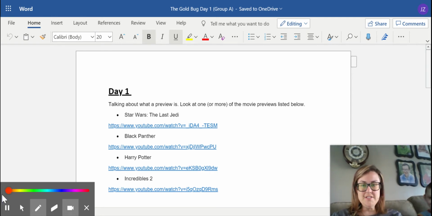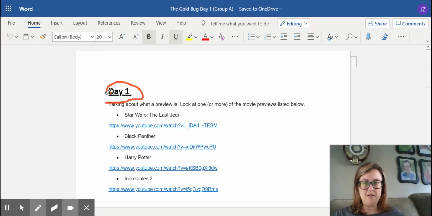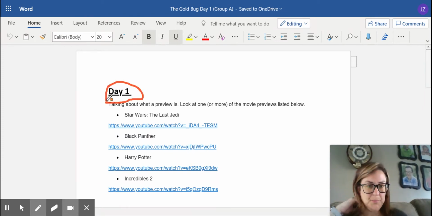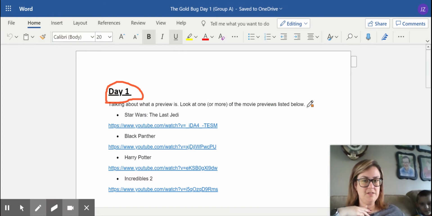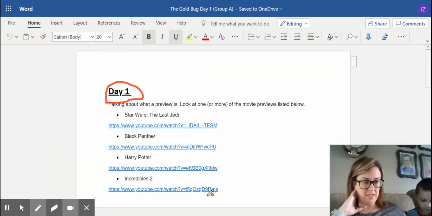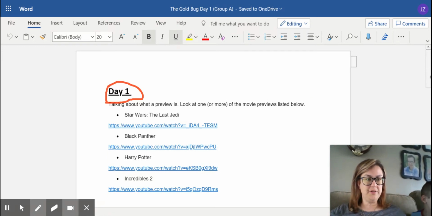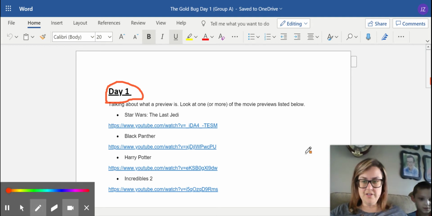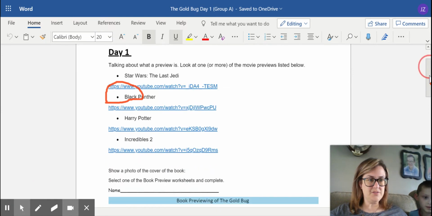So the first thing we are taking a look at, where you see it says day 1, it says talking about what a preview is. Look at one or more of the movie previews listed below. So you can take some time when we're done and you can take a look at these little preview videos. As we've all done before, we've all looked at previews and seen previews on the computer or at the movies or whatnot. And so you can take a look and look at what those previews look like.